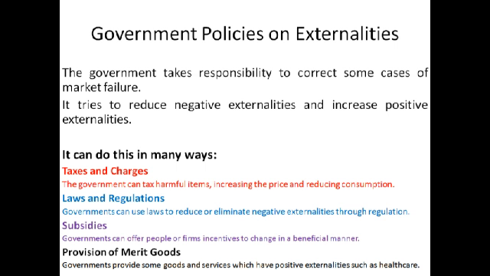A final government policy regarding externalities is the provision of merit goods. So the government directly provides goods and services that have positive externalities, merit goods, such as healthcare and education. If the provision of these was left to the market, there wouldn't be enough for the welfare of citizens, and this would be market failure. And say the government didn't provide healthcare, some people wouldn't be able to afford healthcare, disadvantaging the economy as a whole, because it could lead to the spread of disease and a reduced workforce for the economy.